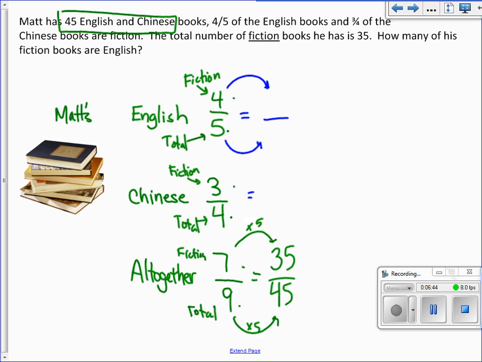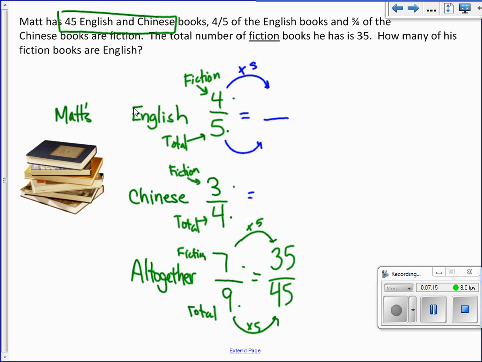So how many fiction English books does he actually have, knowing that this is a times 5 relationship? Caitlin? 36. Whoa, how'd you get that? What were you thinking? I was thinking get 45, the bottom denominator. Oh, yeah, but this is just the English up here. Yeah, good, I'm glad you clarified that.